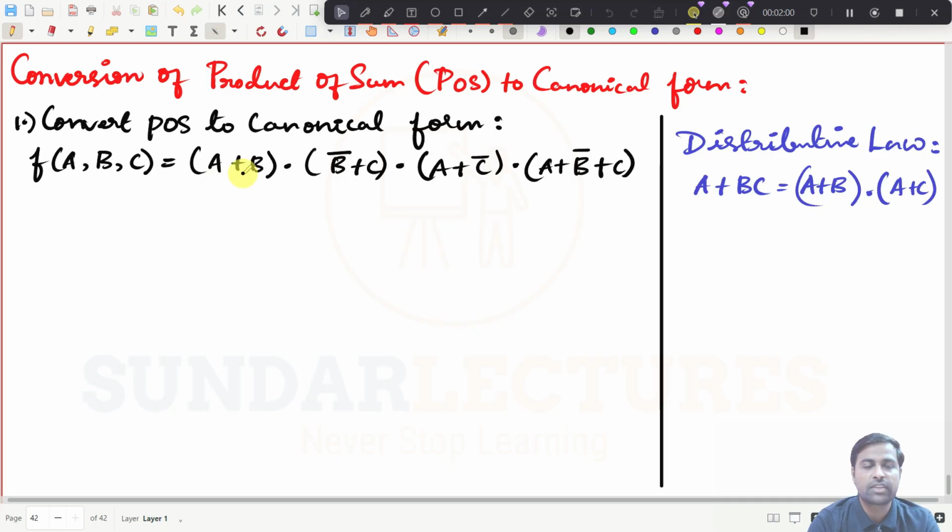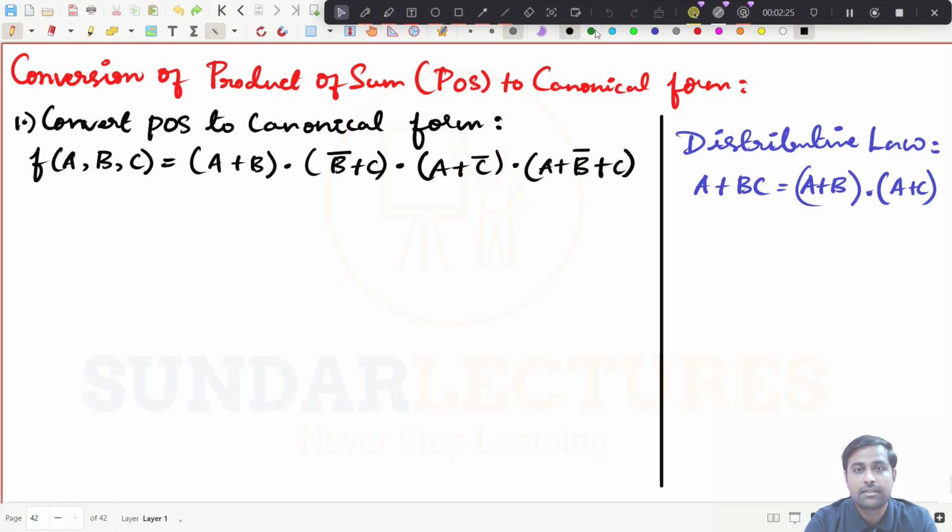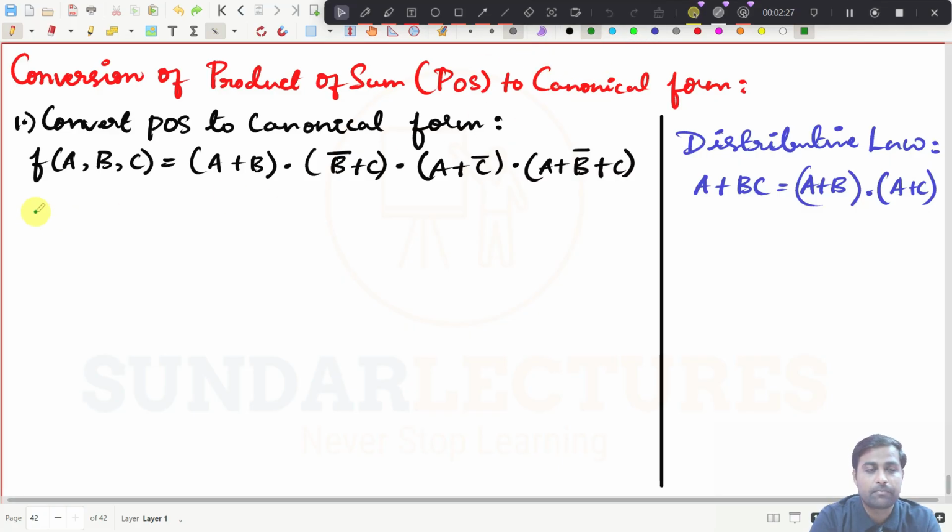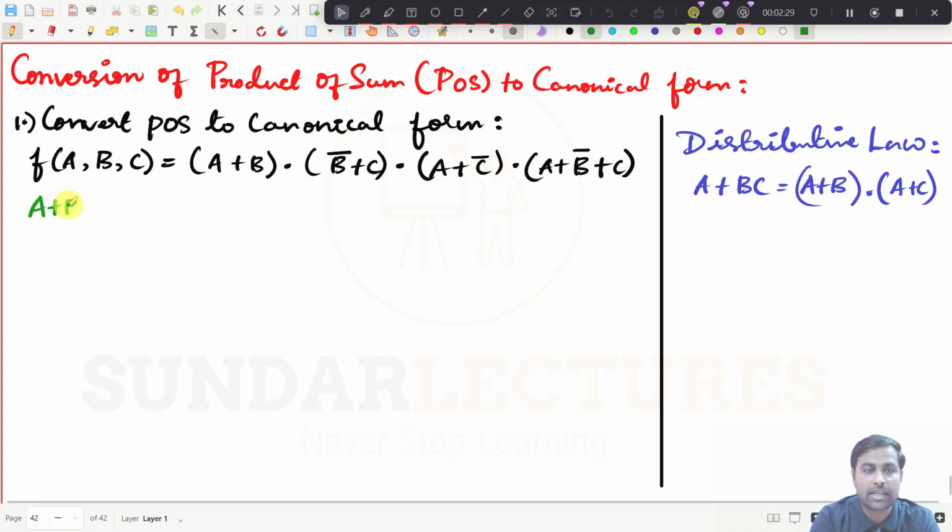So now you see, you have a function, a function of A, B, C. It has different terms, and not every term has all three variables. So what you do for POS, to the beginners, because you people are beginners, I will take every term separately. For example, I will take A plus B separately, and I will write it down here.